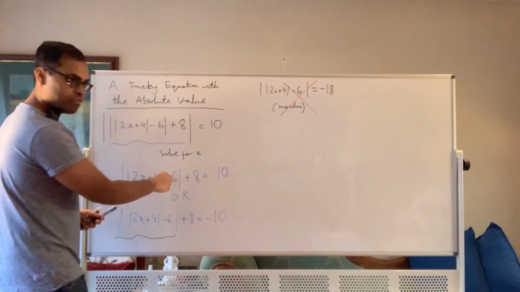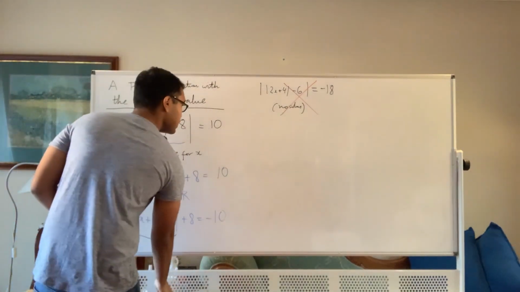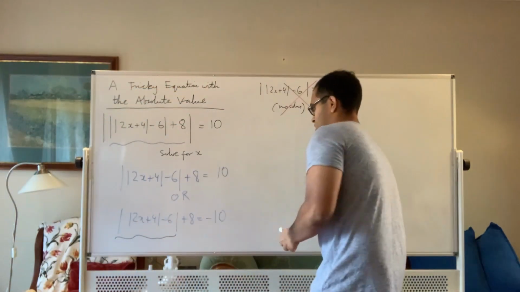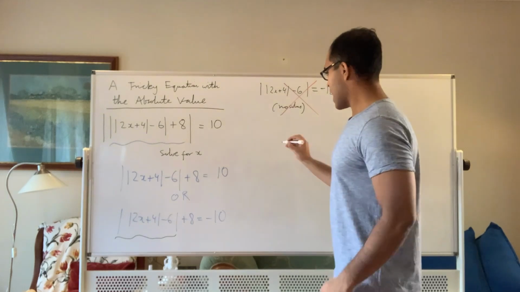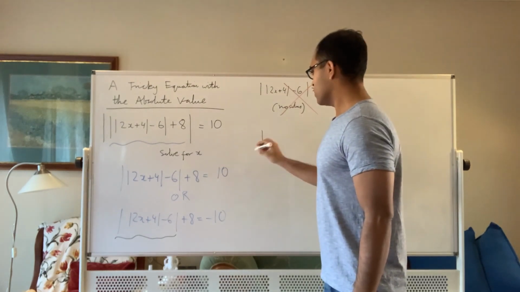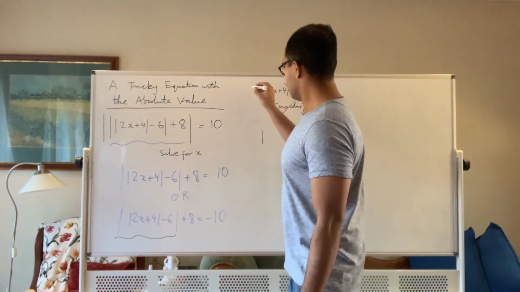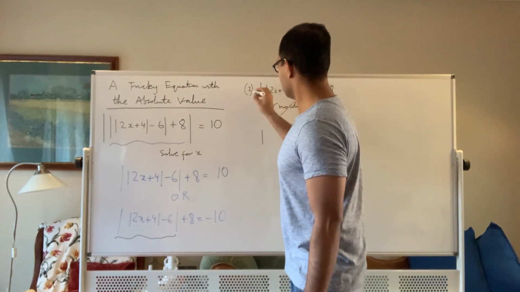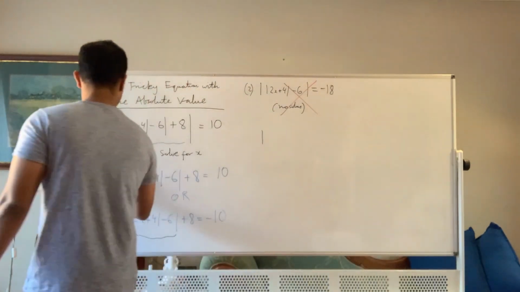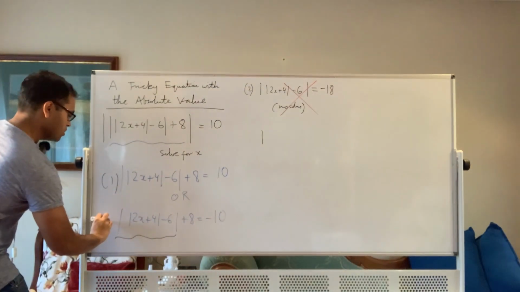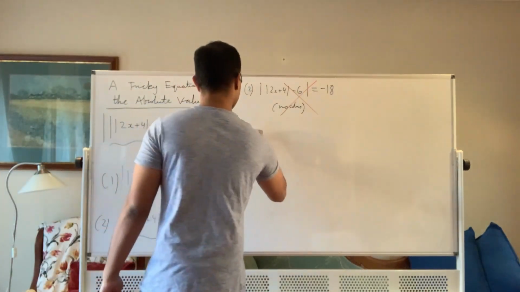However, we now go on to the first equation. So let's study the first equation. If we again subtract 8 from both sides, this was equation 1 and this was equation 2. I'm just going to put brackets there. Equation 2 we found has no solution. Now we go to equation 1.